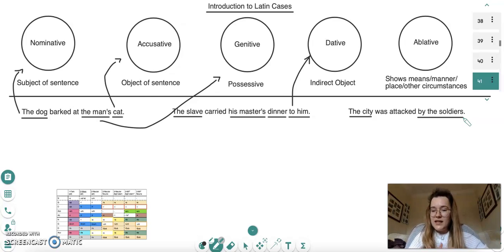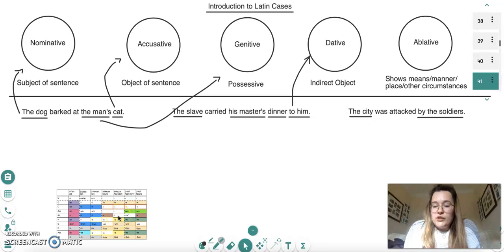So if we were to say the soldiers attacked the city, that would be quite plain and simple, soldiers in the nominative, and then you would have the city in the accusative. But by switching the sentence round a little bit, saying the city was attacked by the soldiers, you get that ablative in there that shows the manner in which the city was attacked and who was doing it. So that's a quite basic run through of how Latin cases work.